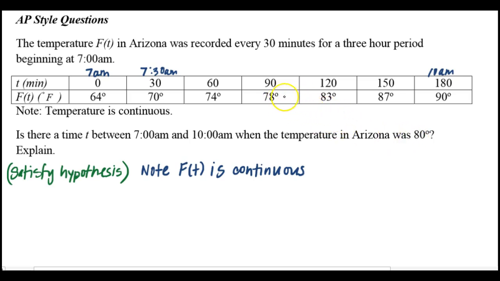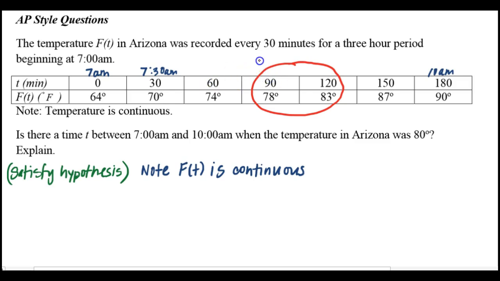So we want to make this as clear as possible. When exactly does this happen? It definitely happens sometime between 7 a.m. and 10 a.m. But we can narrow it down even further. We know that the temperature at some point was 80 degrees right between here, because we can't go from 78 to 83 without at some point crossing 80 degrees. So let's think about that in terms of time.